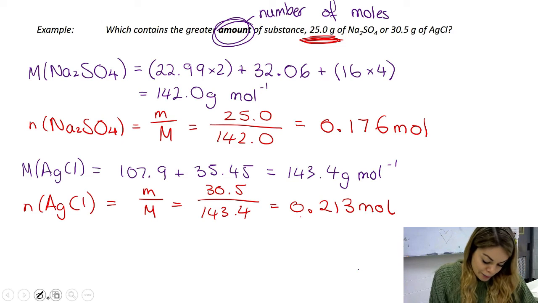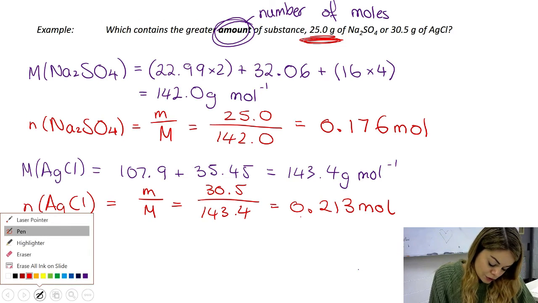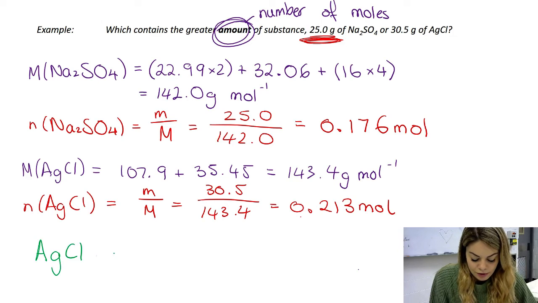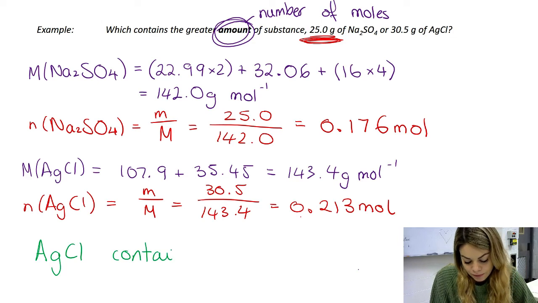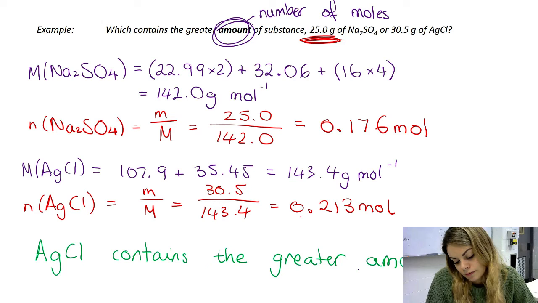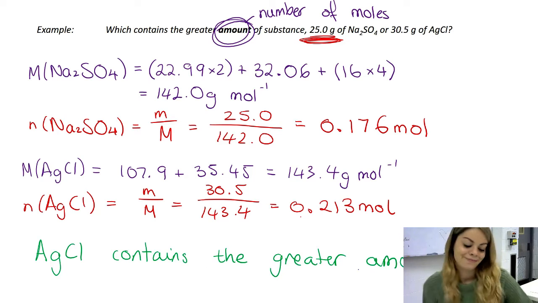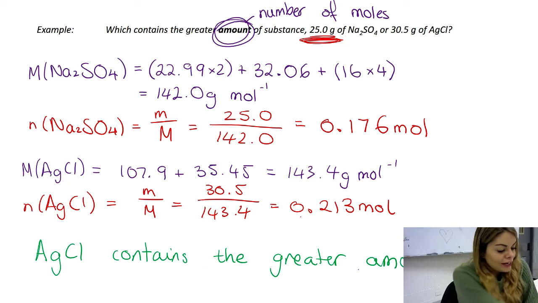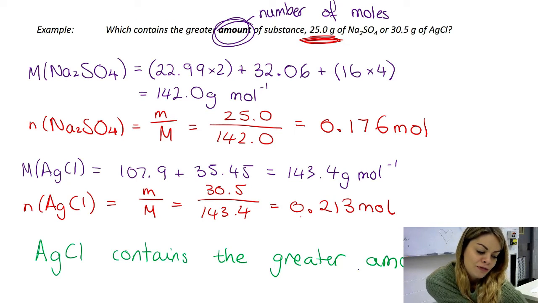So which is the greater number? Silver chloride. So let's answer the question. It's always very important. Silver chloride contains the greater amount. Hooray! Okie dokie, I'm going to finish the page, so I'm going to do one more. And then we'll do the other ones at a different time.